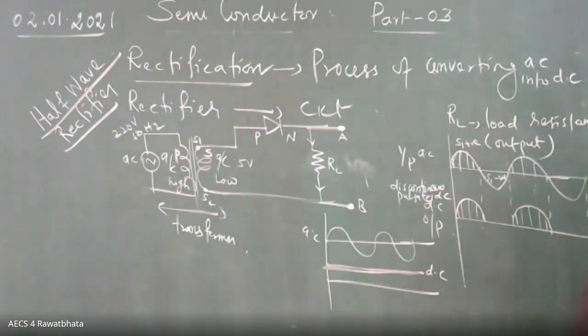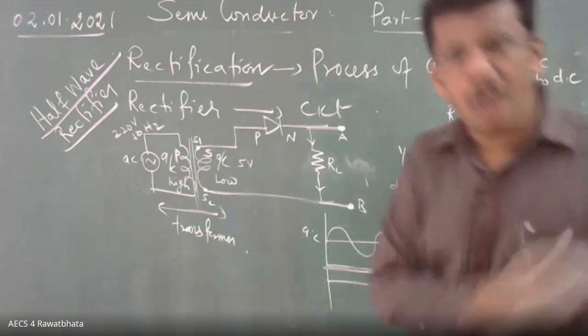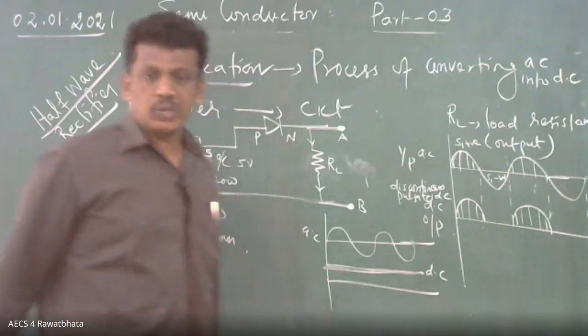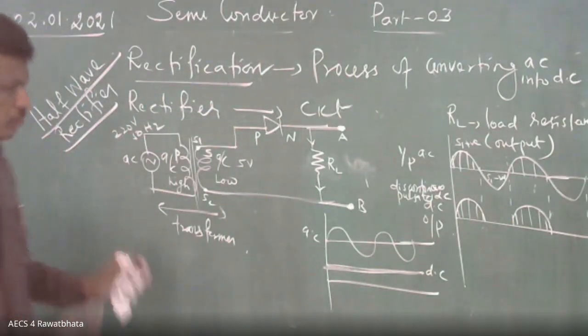Full wave rectifier. What is full wave? Complete AC is converted into DC. Here, what is happening? Only half cycle. Whatever you have positive, you got it. Negative is filtered out. That's why it is called a half wave rectifier. So what do we have to discuss now? Full wave. If you have doubts, please ask me.